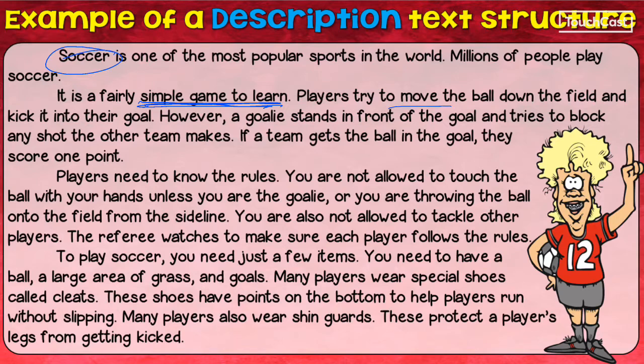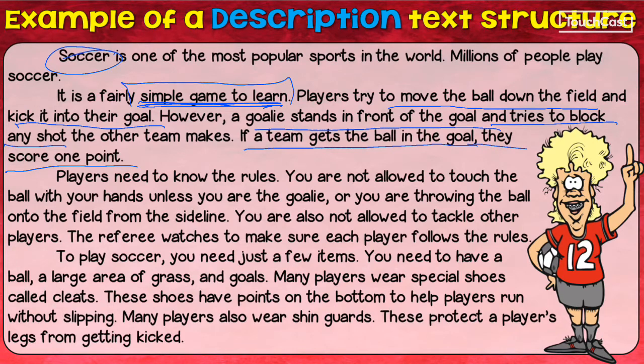So players try to move the ball down the field, kick it into their goal. A goalie stands in front of the goal and tries to block any shot. If a team gets the ball in the goal, they score 1 point. So I noticed very quickly that this sentence right here, this whole sentence, is kind of like a topic sentence. It's a fairly simple game to learn. This paragraph is telling me how to play.